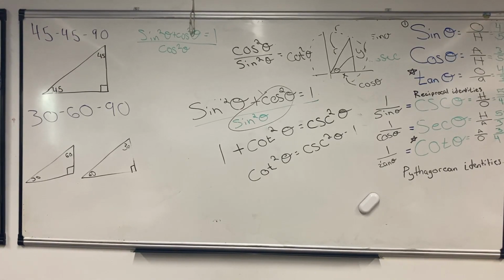That's a quotient identity. Which one is it though? I erased it off the board, I'm sorry. Kind of got overzealous. Okay, cosine on top, sine on the bottom. Perfect. Still squared. And then what is 1 over sine squared? And that is the answer.